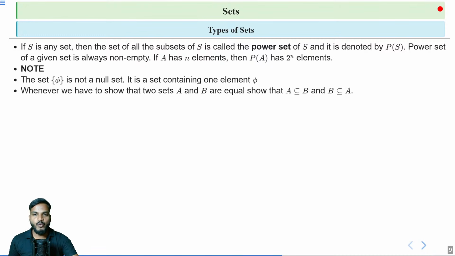And whenever we have to show that two sets A and B are equal, then we show that A is a subset of B and B is a subset of A. So if we show that they are subsets of each other, then we will say that A and B are equal. Okay.